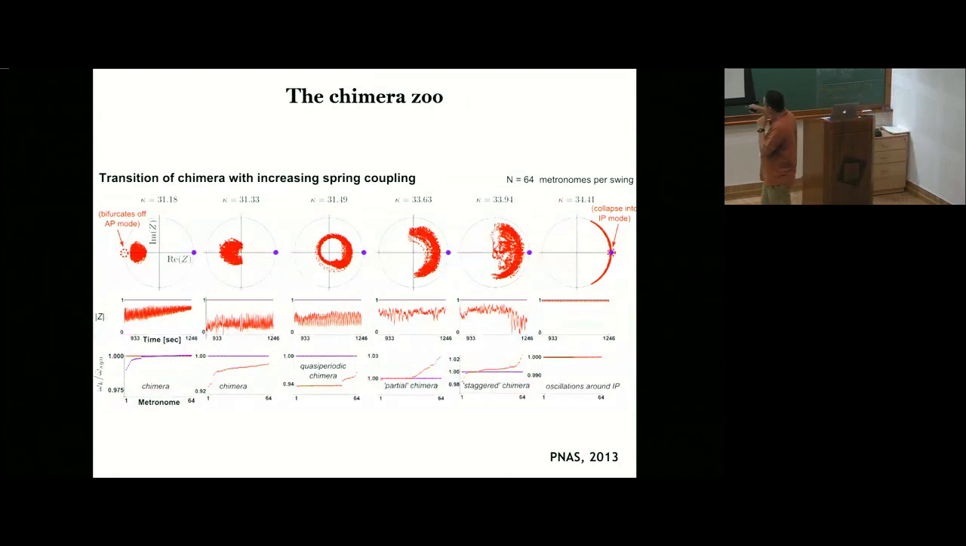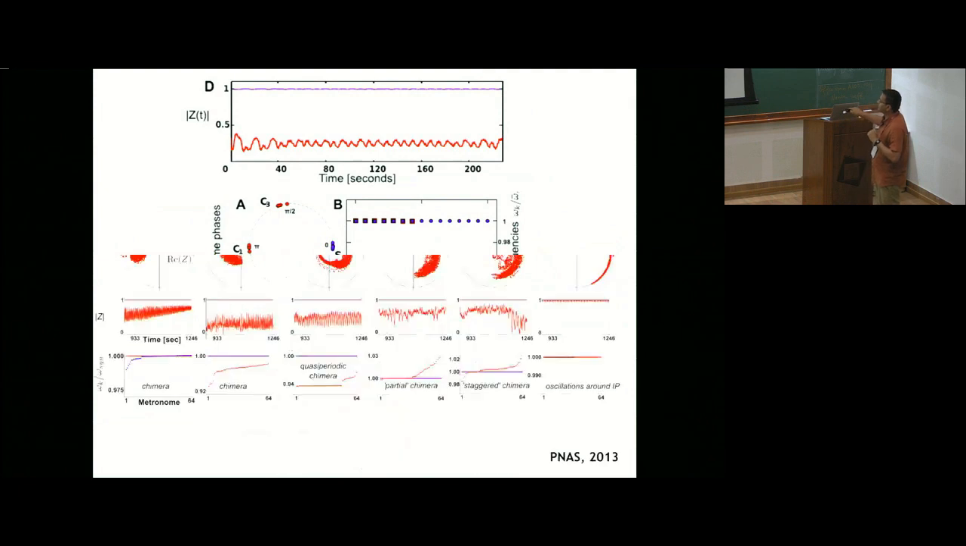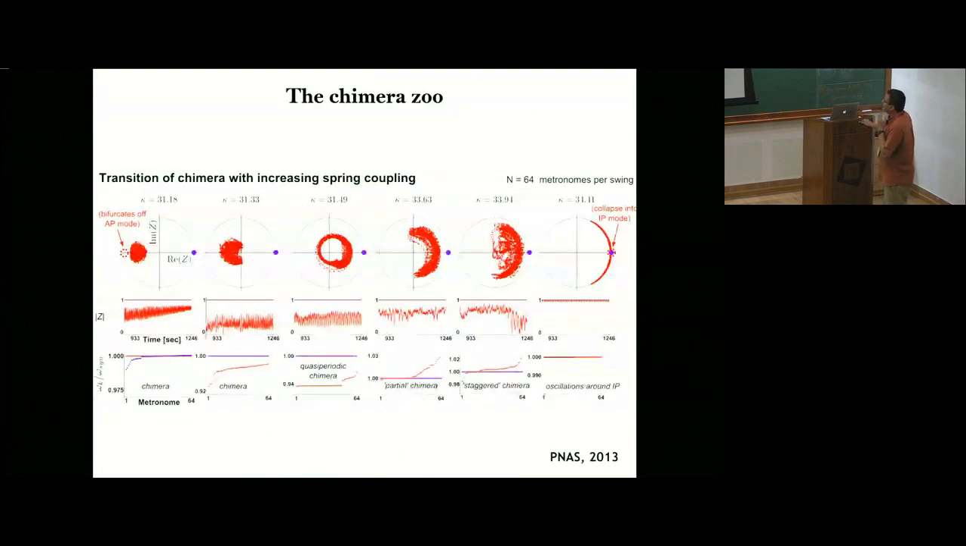What I'm showing you here really is not quite a situation where there are clusters within. So this is also quite distinct from that. And eventually it collapses into this in-phase mode. And before it collapses, we always found that there's a state where there's one oscillator that remains out of sync from the remaining population, really giving rise to this kind of an observation.